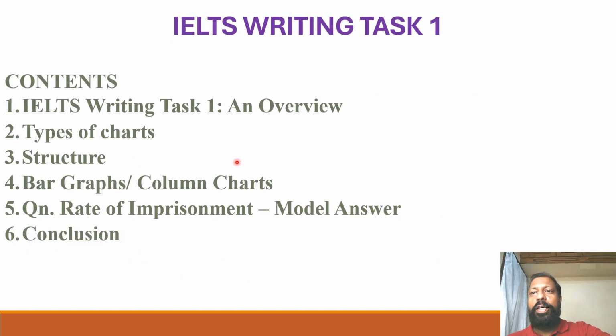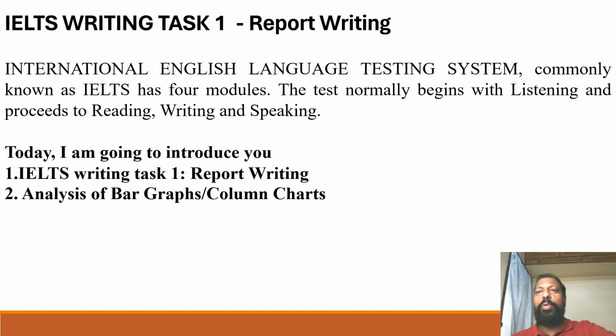Let's move on to the content of this presentation. I would begin with an overview of IELTS Writing Task 1. Moving on to different types of charts, followed by structure and analyzing bar graphs and column charts. Then we are going to see a model answer on rate of imprisonment, a column chart. Then we will end the presentation with a conclusion.